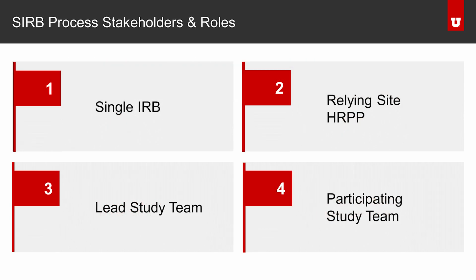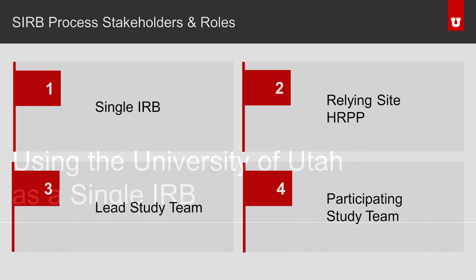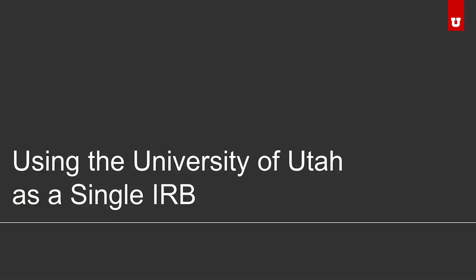We remind you that there are 4 key stakeholders in the Single IRB model. First, the Single IRB. Second, the relying site HRPP. Third, the lead study team. And fourth, the participating study team. Each one of these stakeholders has a role to perform when using the Single IRB model, and this presentation will address how the stakeholders interact specifically with the University of Utah. We begin with the process for using the University of Utah as a Single IRB.